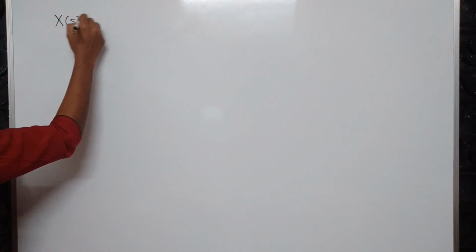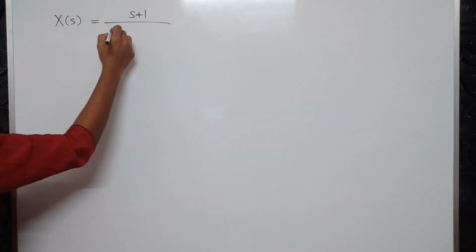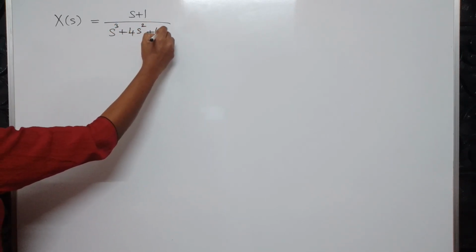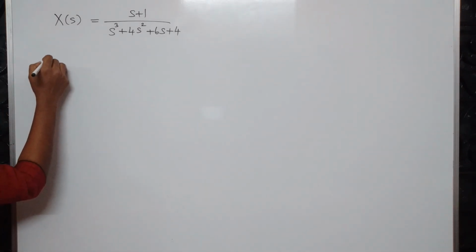Next question. Find inverse Laplace transform of X of s equal to s plus 1 the whole divided by s cube plus 4s squared plus 6s plus 4. So again, polynomial function is present in both numerator and denominator. We have to perform partial fraction. The highest degree of denominator is 3 and that of numerator is 1. So we can directly apply partial fraction. So let's find out the factors.